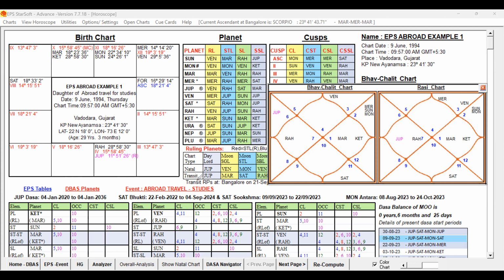Now we are talking about a native who is coming and asking about abroad travel for pursuing higher studies, master studies. So first of all, we have to do the basic study. The Lagna is Cancer Lagna. What are the houses we have to check? The 3rd, 9th, 12th house owners. If they are all connected to each other, then it will support such a travel in general. It is basic.